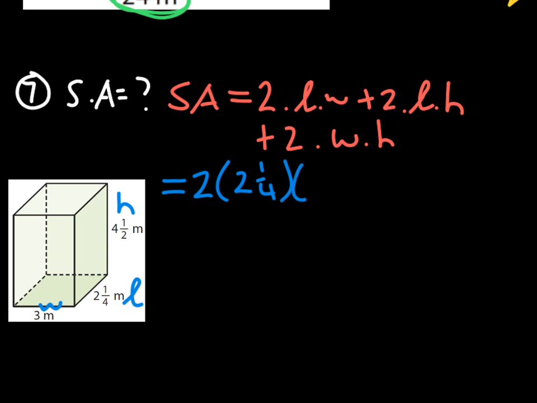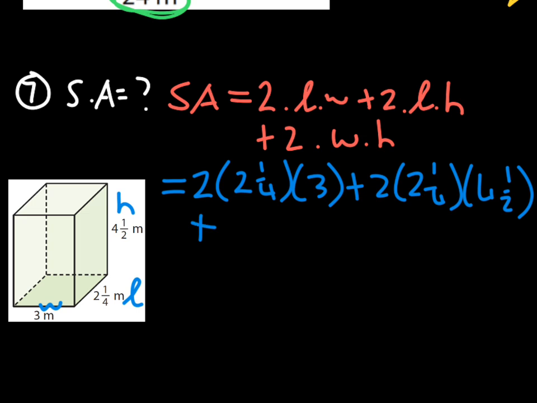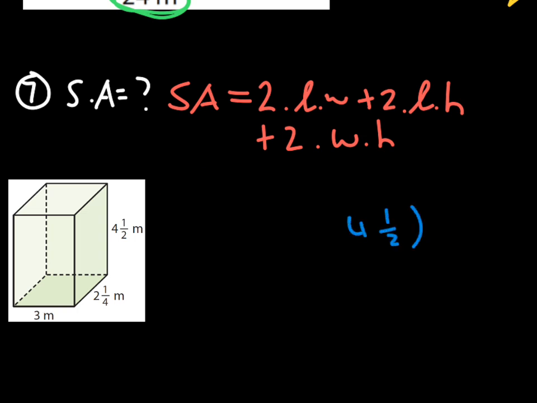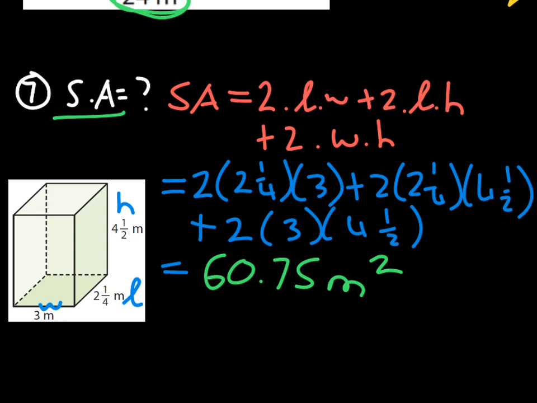width was 3, plus 2 times length we said was 2.25, height was 4.5, and we add that to 2 times width was 3 and height was 4.5. We can type this into a calculator, and we should get a final answer of 60.75. Remember, it's meters, and because we're trying to find surface area, it is going to be meters squared.